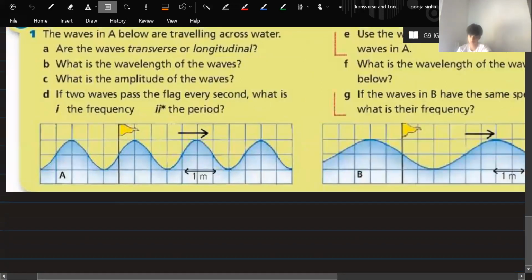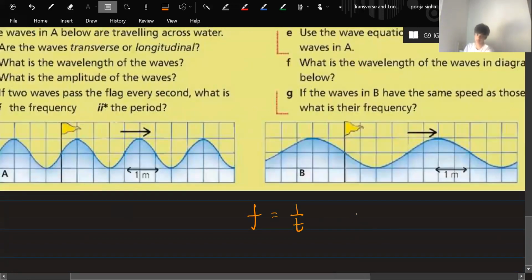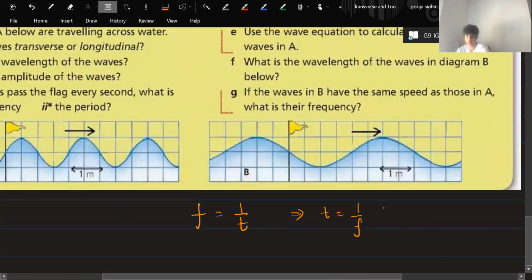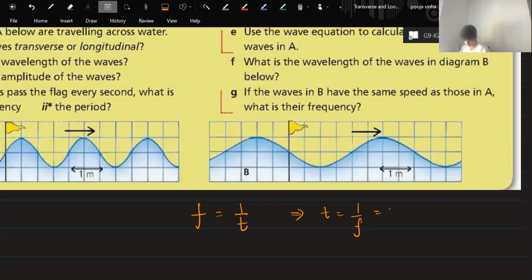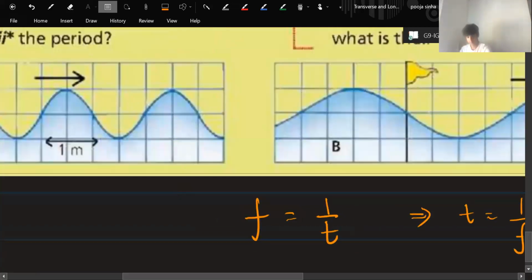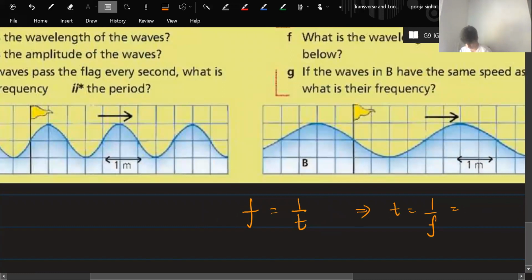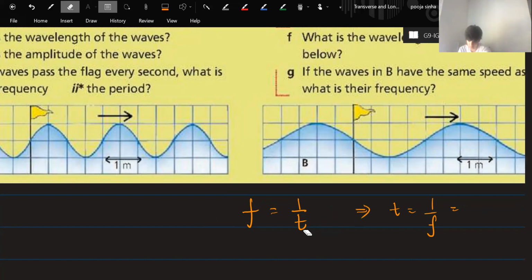And what is the relationship between frequency and time? 1 upon time. So time is equal to 1 upon f. Half time. So what is the time period? The time period for one wave. So whenever they ask you the time period, it's always for one wave. But frequency is in 1 second. In 1 second, there can be many waves also, right? Got the question?